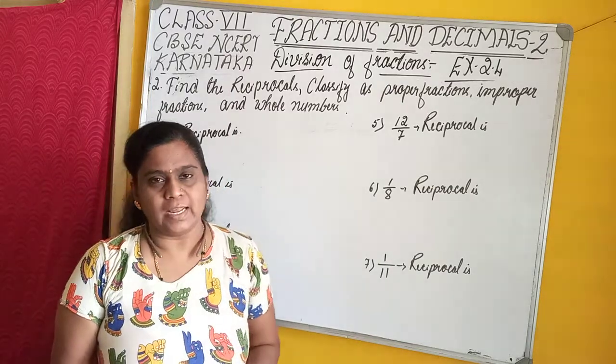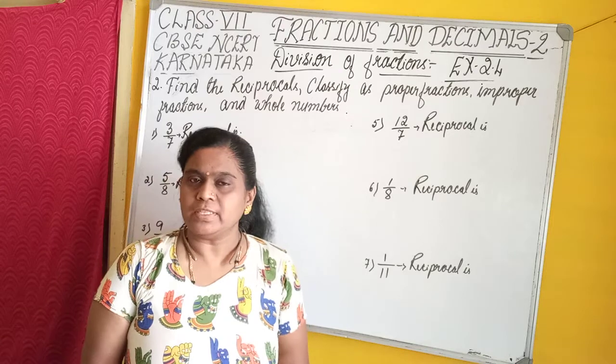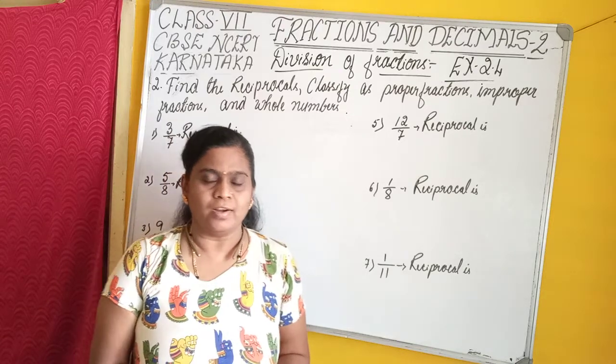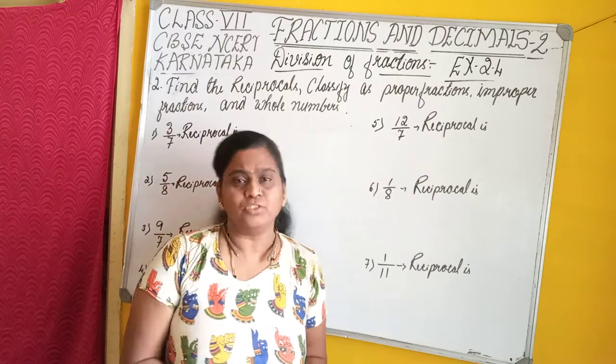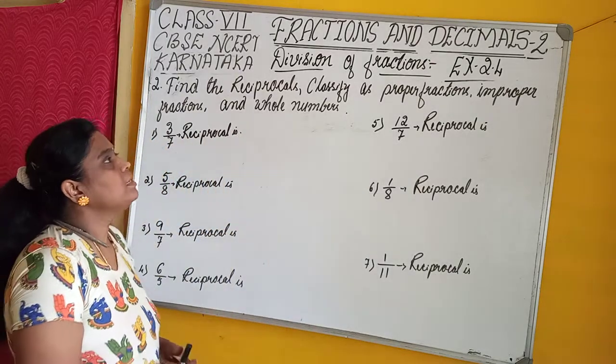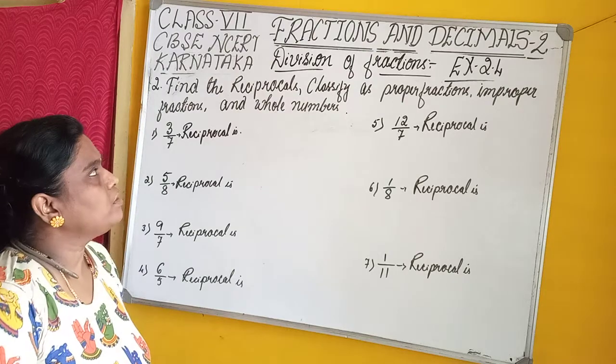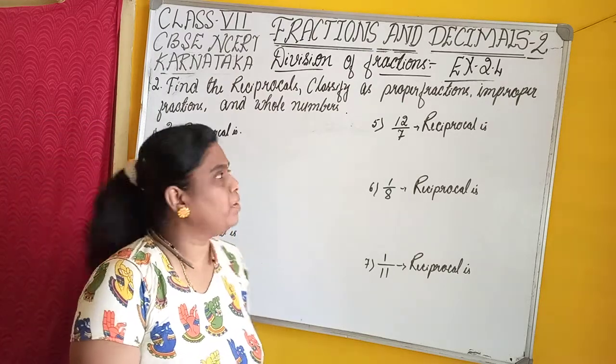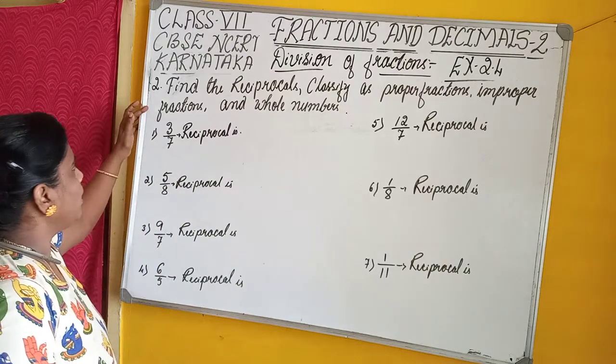Davangere. It's a class for 7th standard students, CBSE and CRT, and also for Karnataka state students. In that, chapter 2 is fractions and decimals. Today's topic is division of fractions. Exercise 2.4, the second line.